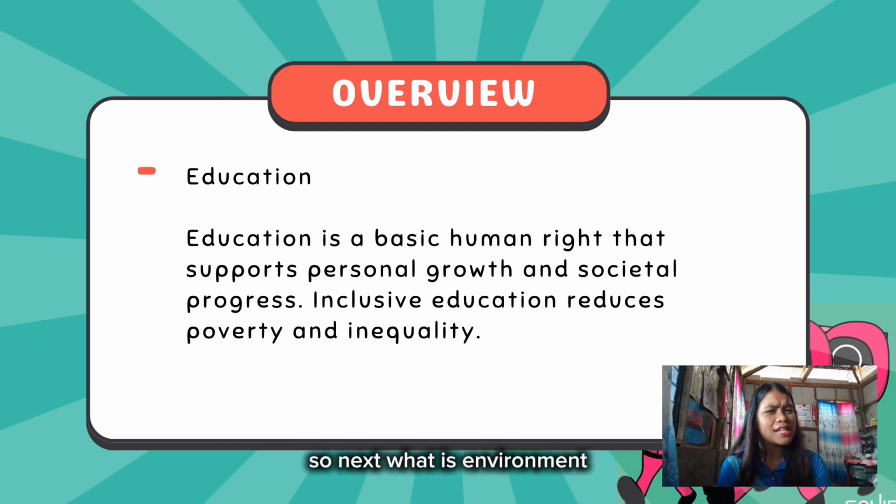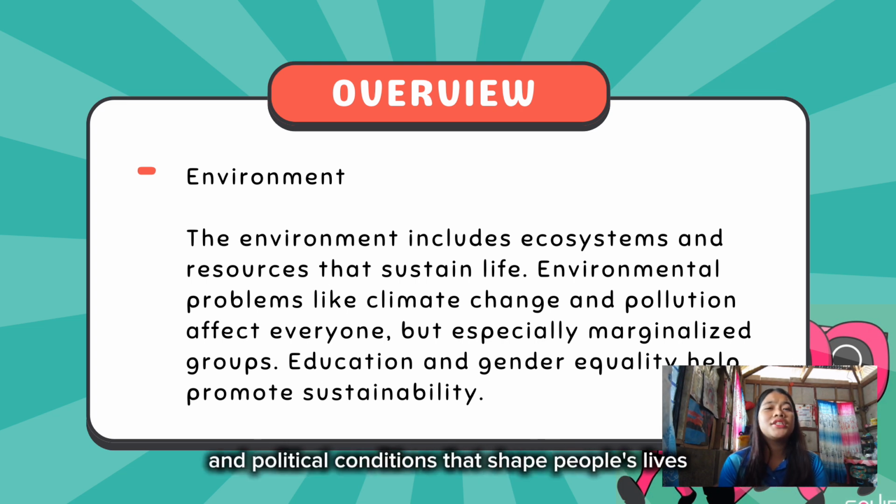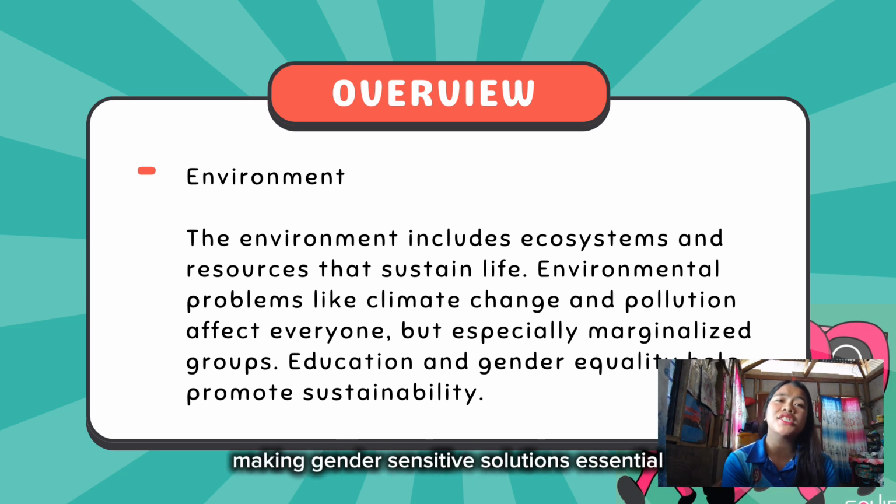Next, what is environment? In the context of gender in society, the environment is not just about nature. It's also about the social, economic, and political conditions that shape people's lives. These conditions affect how different genders experience the world. For example, women and marginalized groups often live in environments with limited access to education, healthcare, and safety. Environmental issues like unsafe houses and polluted communities tend to impact them more, making gender-sensitive solutions essential.